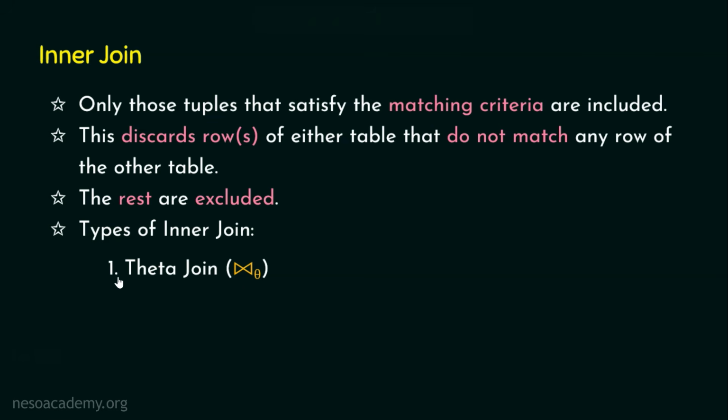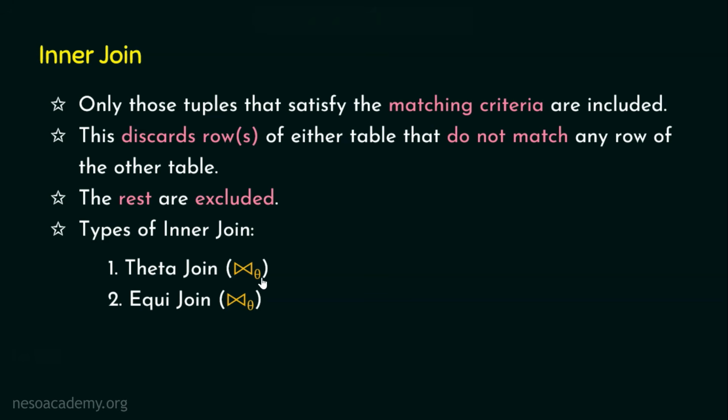So the first inner join is the theta join. With this join symbol, I am representing theta. Coming to the second type of inner join, which is the Equi join. And here also I am going to represent with the theta symbol. I know you will be confused. If we represent this, that is the join symbol with theta, does that mean theta join or Equi join?